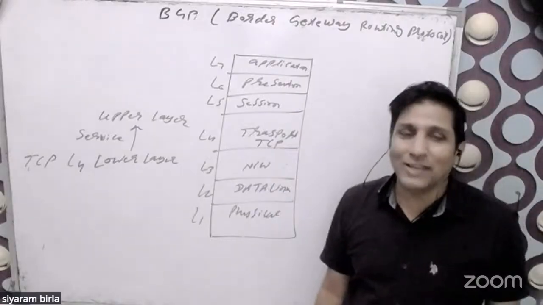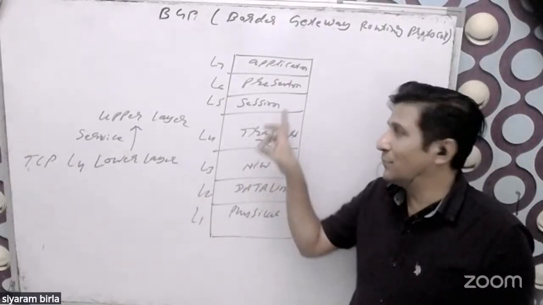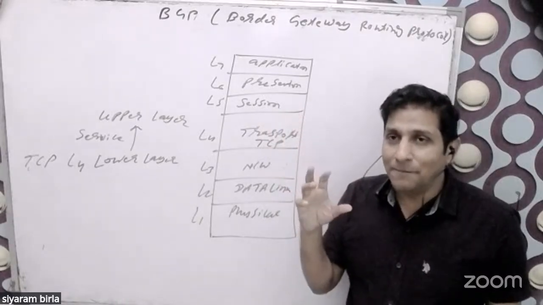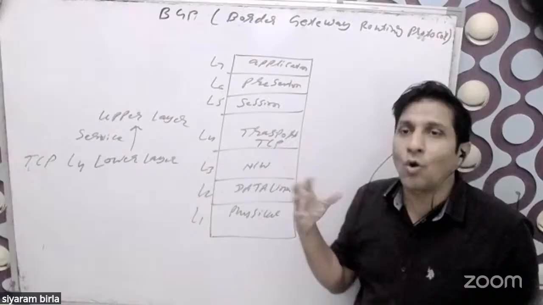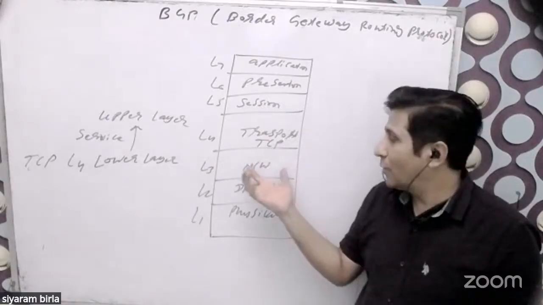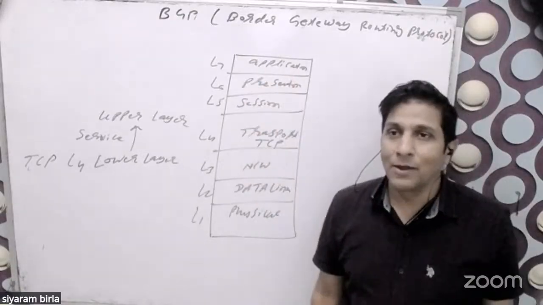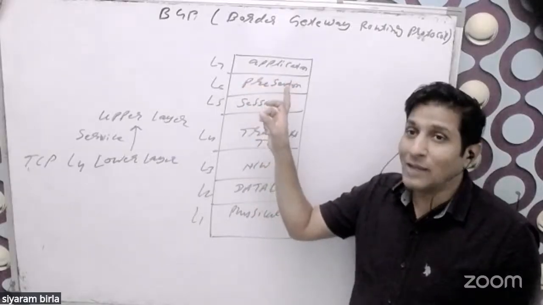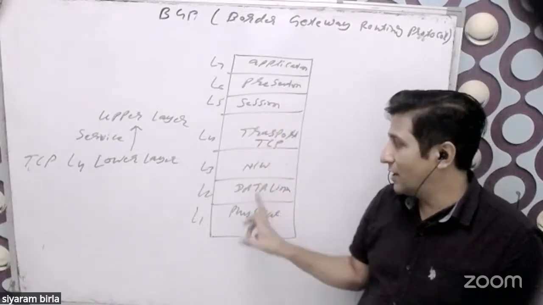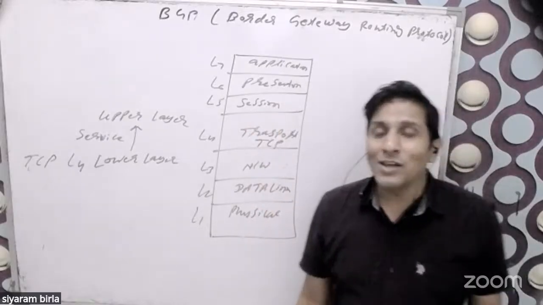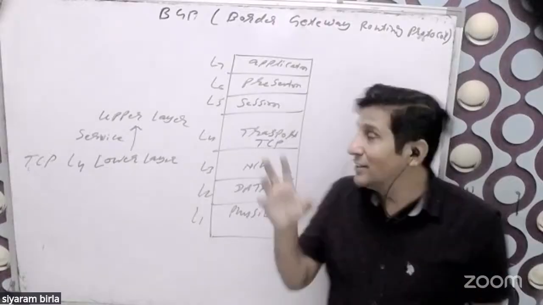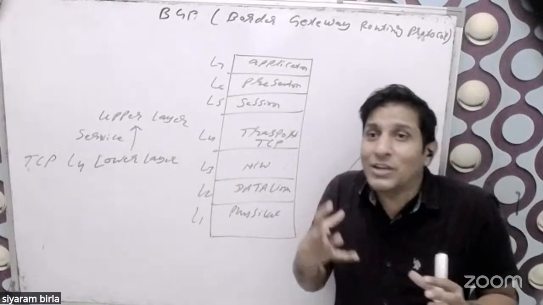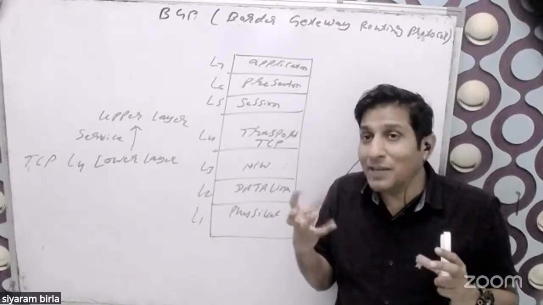But suppose you thought BGP could be put in the session layer. Actually, all protocols work at the network layer or the application layer. Why are they working at the network layer and application layer? Why are they not working at presentation, session, data link, physical? Because the problem is that these two layers create the packets. BGP also creates the packets.